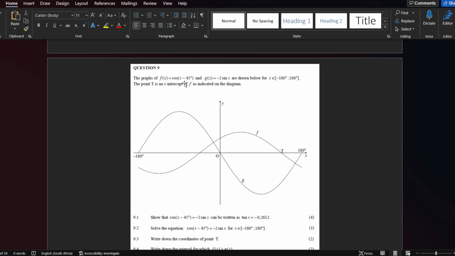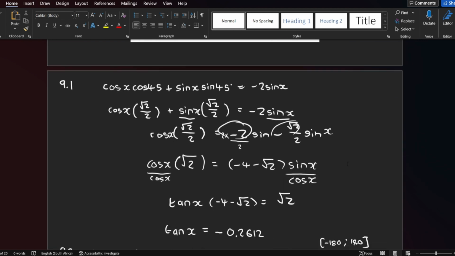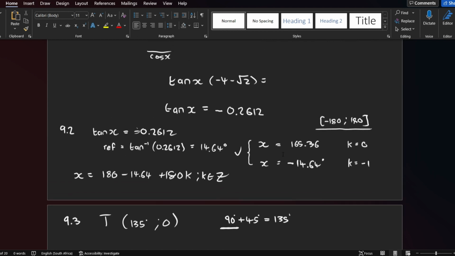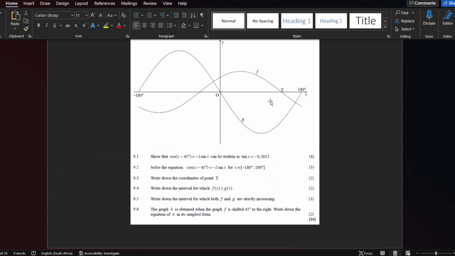So it narrows down to what I was talking about earlier: we need to see how this graph deviates from our original cos x graph. We said it is a right shift of 45 degrees, and we know that the x-intercept of our original cos graph is at 90 degrees. So that gives us the new x-intercept at 135 degrees. Just again to repeat, the normal x-intercept of a cos x graph is at 90 degrees, so we simply shift that 45 degrees to the right to get the x-intercept for this graph here.